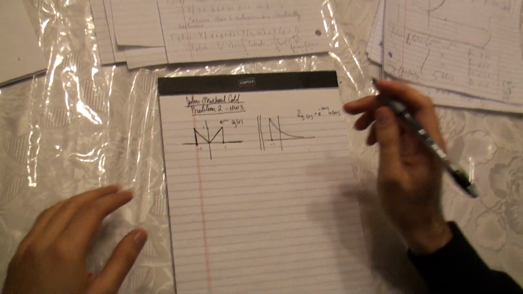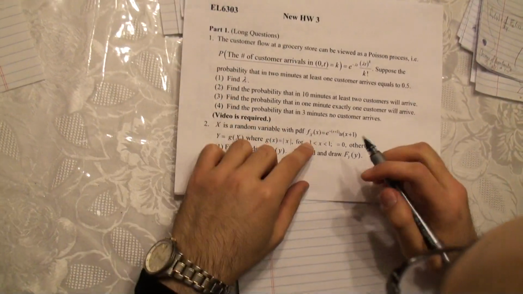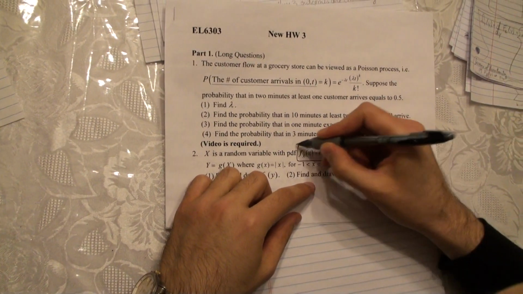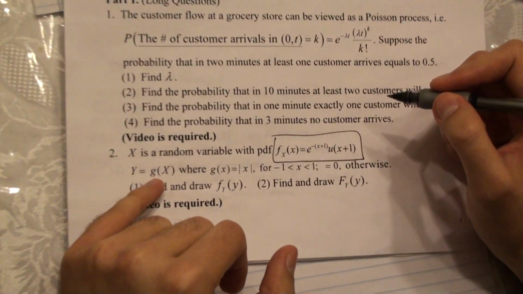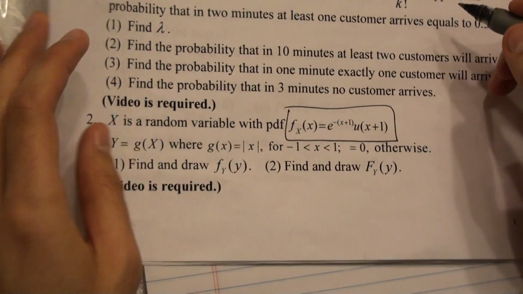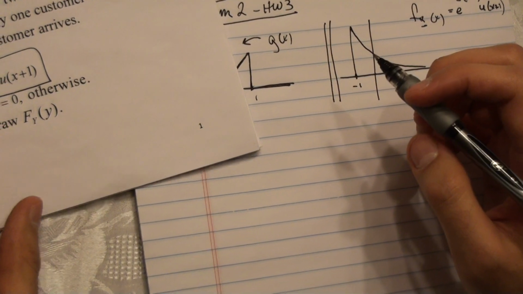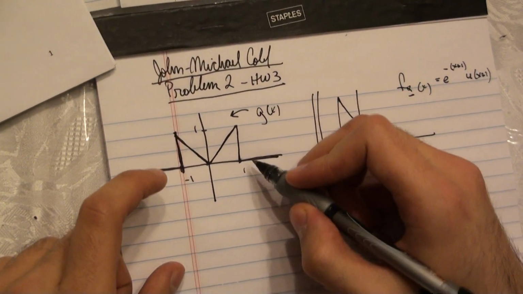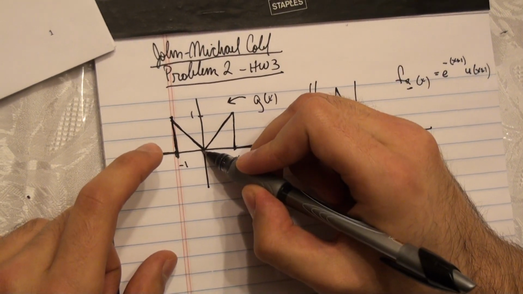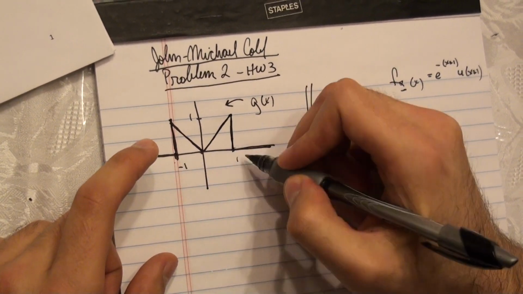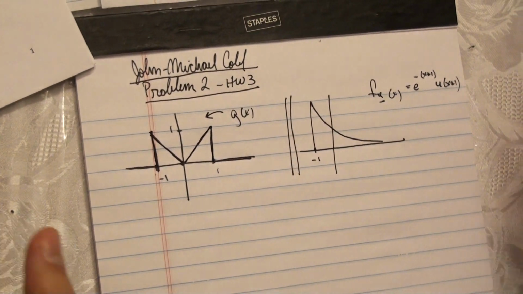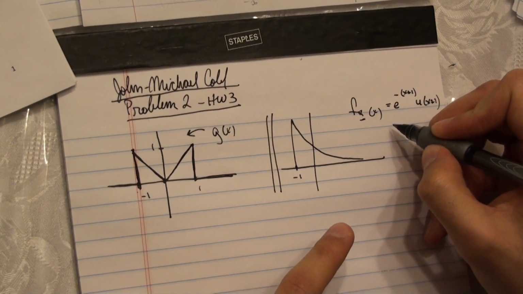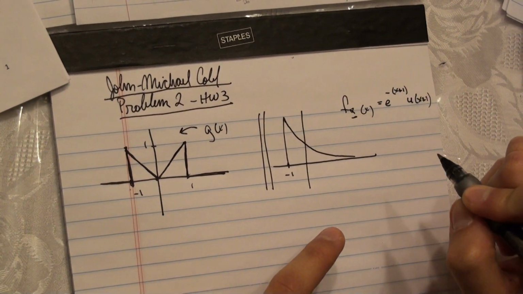Okay, so problem 2 gives us the probability density function, little f, and they give us y equals g of x, where g of x is the absolute value of x for x between negative 1 and 1, and 0 otherwise. So I drew that here. G of x is the absolute value of x between negative 1 and 1, and 0 elsewhere. Little f of x, I drew over here. This is the probability density function.